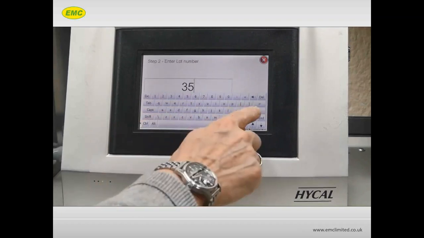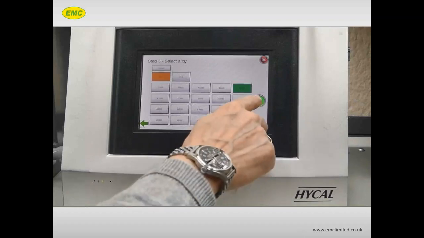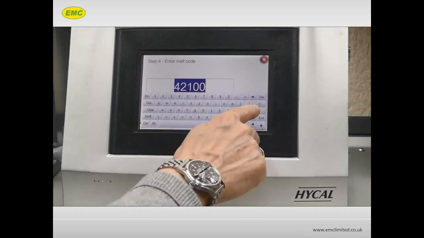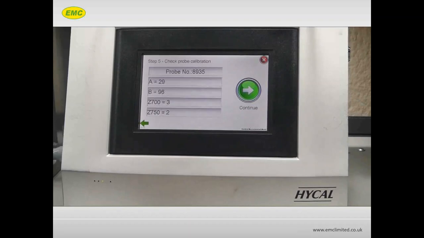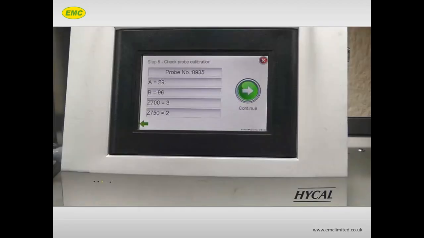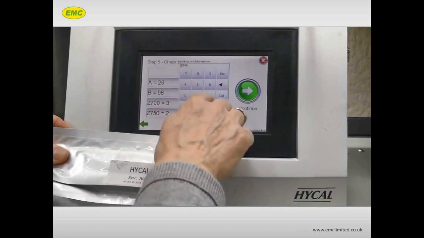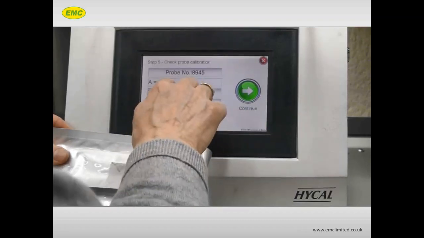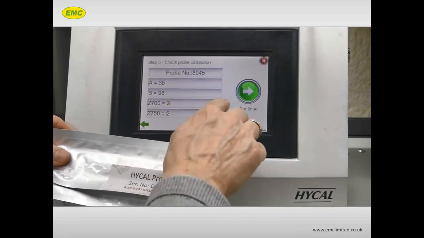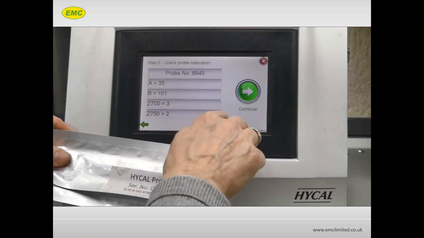You can see the entries in HyCal by way of touchscreen. The data, initially the data required to set the unit up for a particular hour. It's the probe data, so the A and B constants for this particular probe. Those Z numbers I didn't mention during the presentation, but they are the impedance of the probe at two different temperatures, and they are used to monitor the condition of the probe.